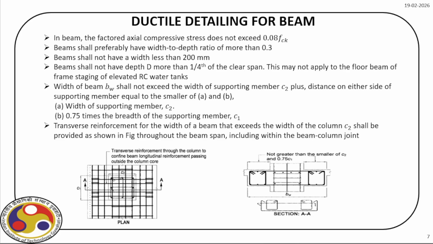Now, let us first go through the ductile detailing of beam and what the code says. In beam, the factored axial compressive stress does not exceed the value of 0.08 fck. So that is the first requirement. Then beam shall preferably have width to depth ratio more than 0.3. So if we design a beam, if this is B and D, so width to depth, so B by D ratio should be more than 0.3.